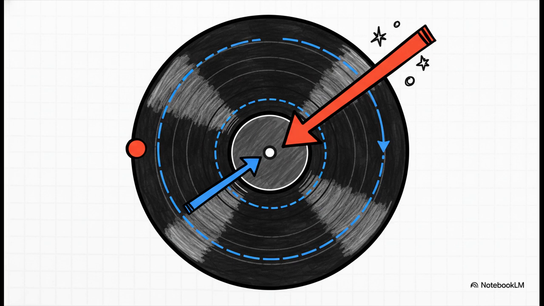Think about a spinning record. A tiny speck of dust on the outer edge has to travel a much bigger circle in the same amount of time as a speck of dust near the center, right? That means it's moving way, way faster. All the points have the same angular speed. They're spinning together, but their actual linear speeds are totally different depending on how far they are from the middle.